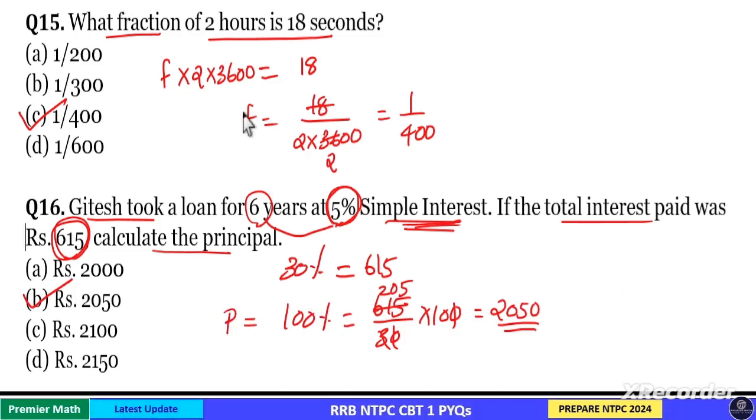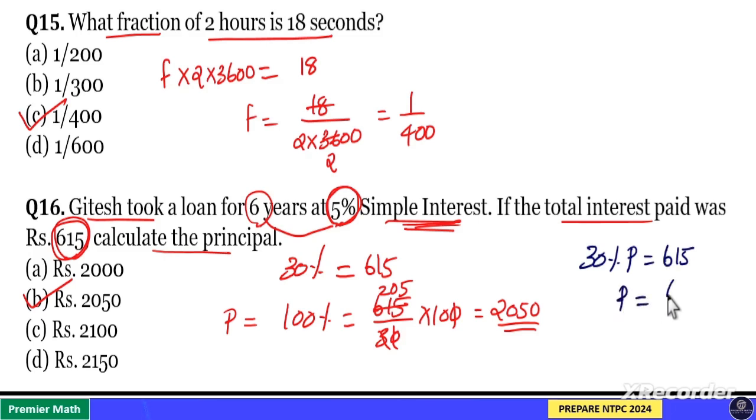Or you can also calculate this way. 30% of principal is 615 rupees. Then principal is equal to 615 by 30 into 100, since 30% means 30 by 100. Then this will become 100 by 30.